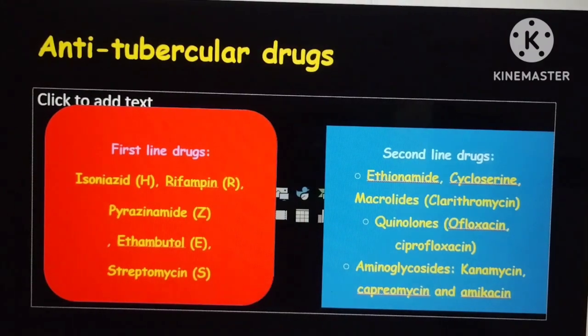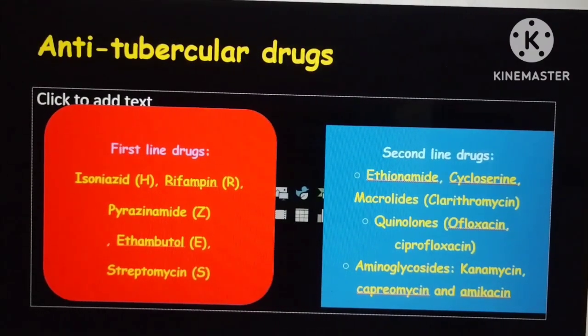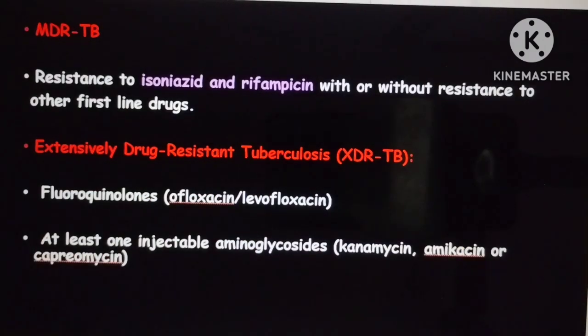Okay. So coming to anti-tubercular drugs: first line and second line drugs. First line: isoniazid, rifampicin, pyrazinamide, ethambutol and streptomycin. Second line: ethionamide, cycloserine, macrolides like clarithromycin, quinolones like ofloxacin and ciprofloxacin, aminoglycosides like kanamycin, amikacin and capreomycin.